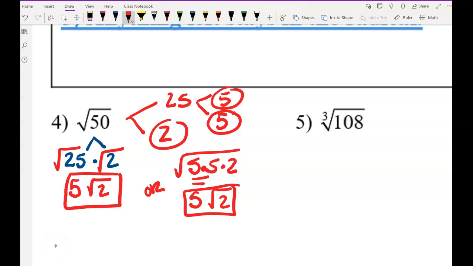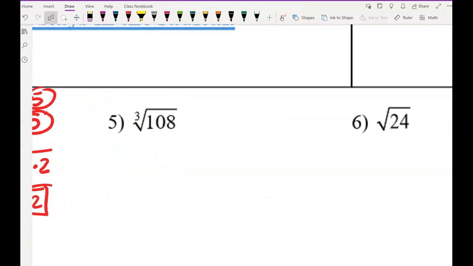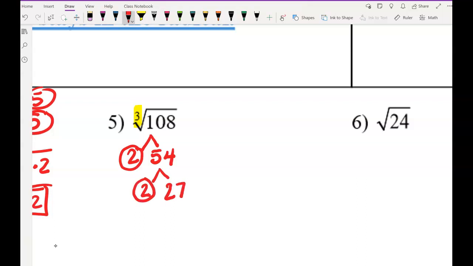The next example, example 5, says cube root of 108. Now cube root, because we need 3 sets. Okay, your index is 3, so we need 3 identical sets to take it out of your radical sign. So we know 108, students, is an even number. So I know 2 goes in there, and 2 goes in there 54 times. 2 is a prime number, so I'll circle that up. Well, 54 is another even number, students. So I know 2 goes in there, and 2 goes in there 27 times.